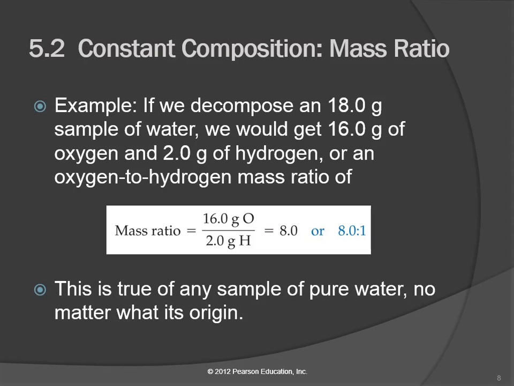We can look at mass ratio. If we take a sample of water, say an 18-gram sample of water, and we decompose it into its elements, hydrogen and oxygen, you would get 16 grams of oxygen, 2 grams of hydrogen. It has a mass ratio, oxygen to hydrogen, of 16 to 2, which is equal to 8. We would express that as a ratio as 8 to 1. Any sample of water, pure water, is going to be 8 to 1 oxygen to hydrogen by mass. Doesn't matter where the water came from.